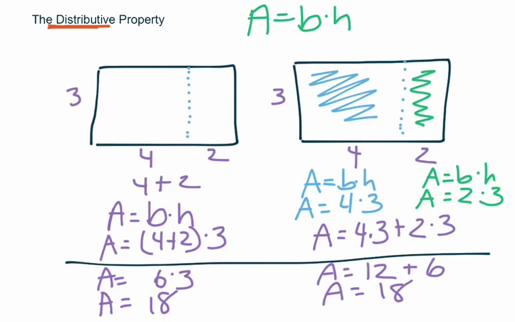So I like to start with numbers because we can verify that it actually doesn't matter which way you find the area. You can find the area of the whole thing, or you can find the area of each separately. Both of them are going to give you the correct answer. So how does that relate to algebra?